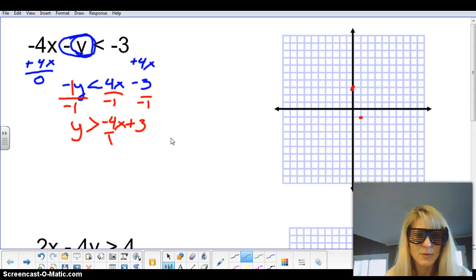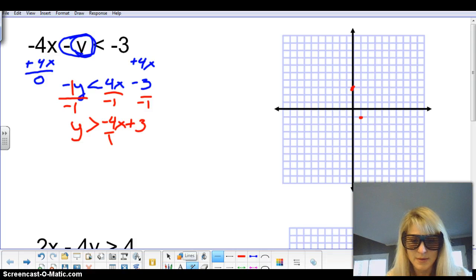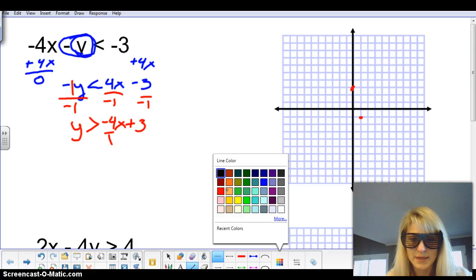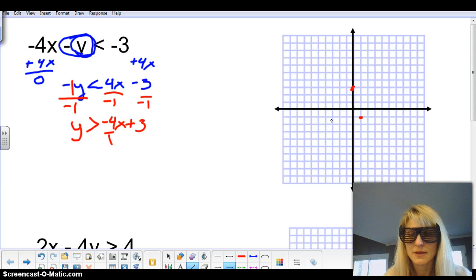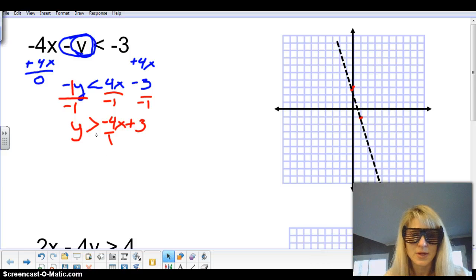Okay, and so then I want to look at this inequality. It says greater than, not including. So I want to go down here and draw a line. Let's draw a red line, and I want it to be dashed because it's not including those points. So I'm going to go down here and then draw the dashed line. Then I always take a minute and look: this is a negative slope. Is this going down right here? Yep, it's going down. That's negative.